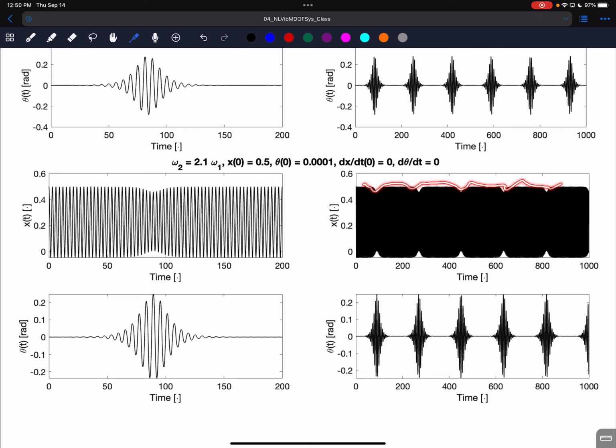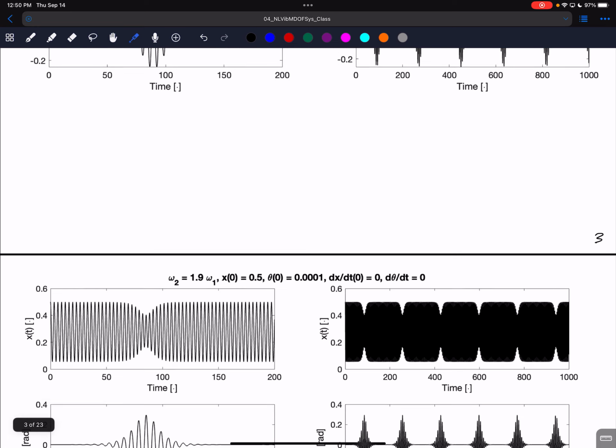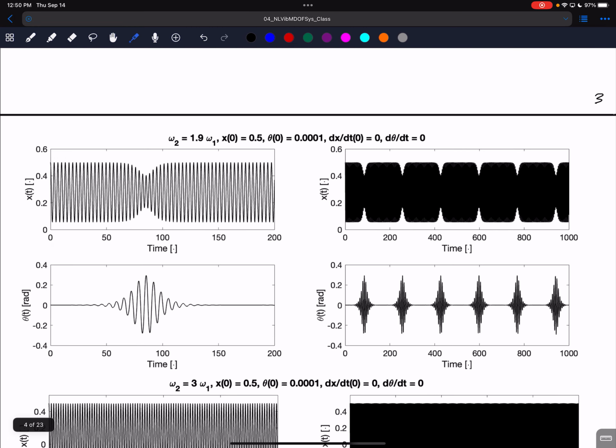And when we look at signal processing, and we'll see in wavelet transforms, how you can find this kind of behavior in these kinds of signals. Again, in this case, it's so periodic, it's the same initial conditions. Here we're looking at now 1.9 times omega 1. And again, we're still getting this nice periodic beat showing up.